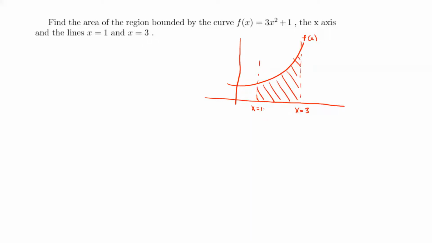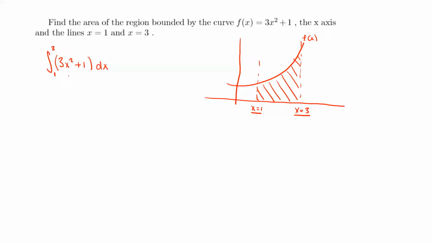Now to find the area underneath the curve of any function, you should know by now, guys, we do integration. So we'll have to find the integral of f of x, which is just 3x squared plus 1. And of course, don't forget your dx. And it's going to be bounded by x is equal to 1 to x is equal to 3. So the limits in our integration in this case will be from 1 to 3.